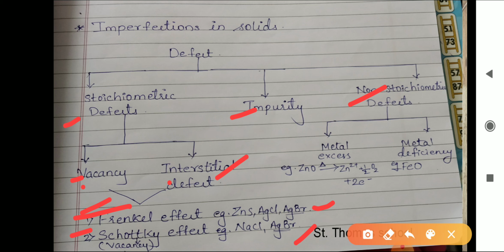It may be noted that AgBr shows both the Frenkel as well as the Schottky effect. You can see here, AgBr shows the Frenkel effect and the Schottky effect also. Understood? So stoichiometric defect is again divided into vacancy and interstitial defect, and those two are the Frenkel effect and the Schottky effect.